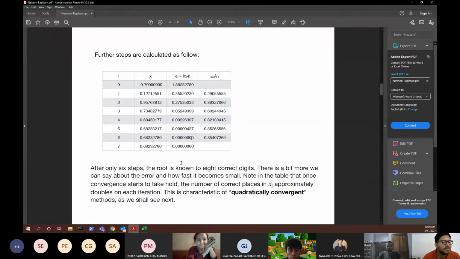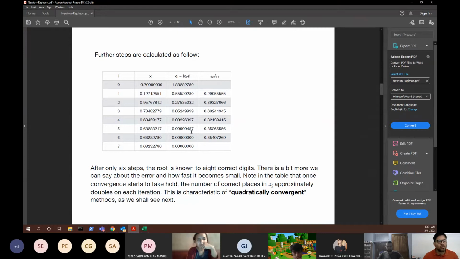But there is something a little bit more that we can say about the error. For example, here you see that the error is 1.38, and then it's 0.55, and then it decreases to 0.25. Let's just consider this. This is reducing by almost half, right? And then this one is almost by half. And then suddenly, boom, the error is a lot less than the previous one, and here it is way less than that.